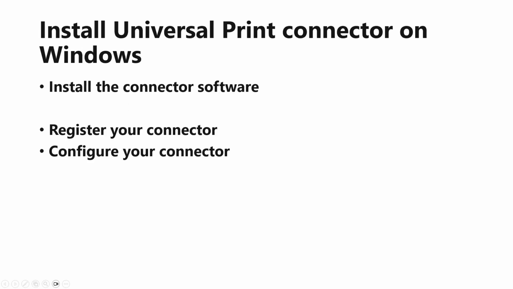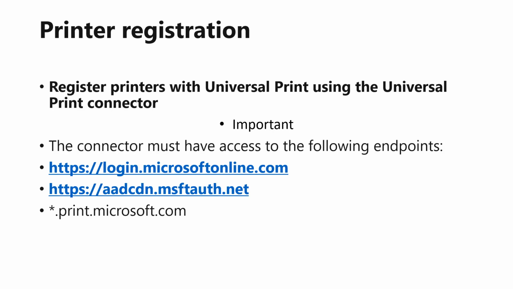Install Universal Print Connector on Windows. Install the connector software. Register your connector and configure your connector. Register printers with Universal Print using Universal Print Connector. Important: the connector must have access to the following endpoint. So ensure that you are able to reach that endpoint.